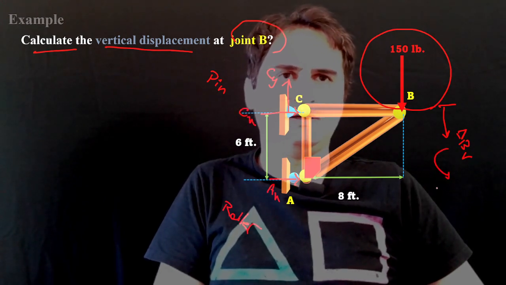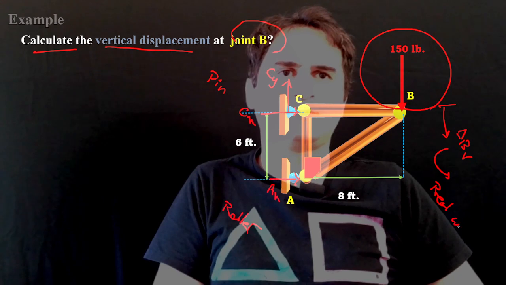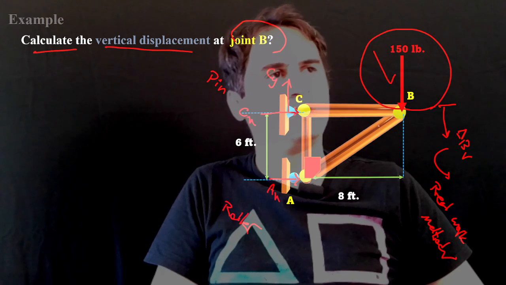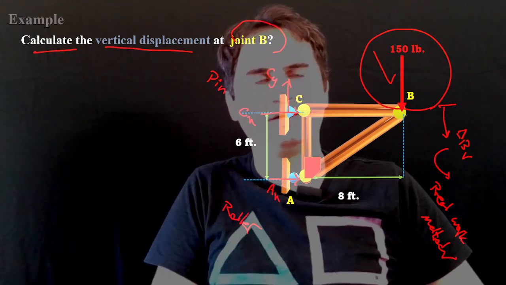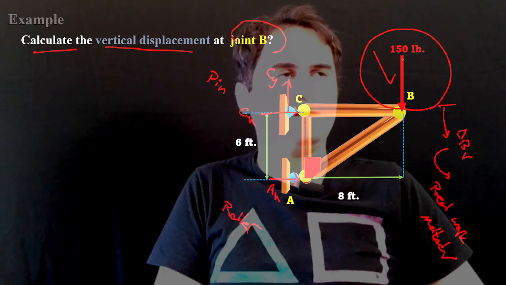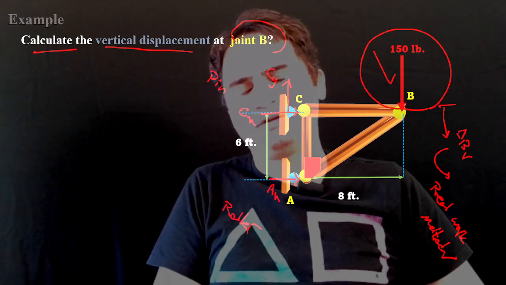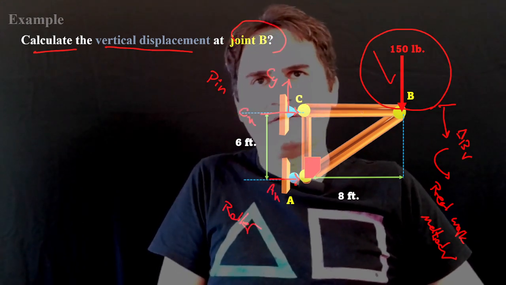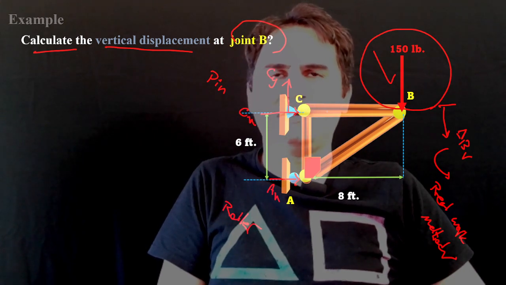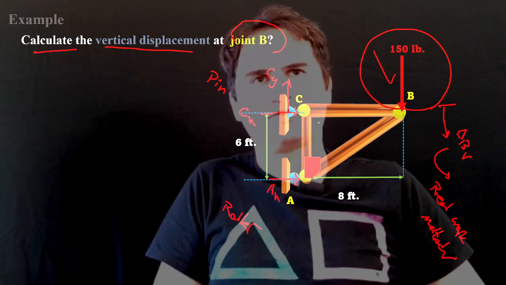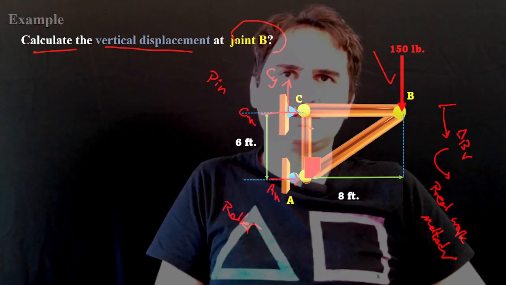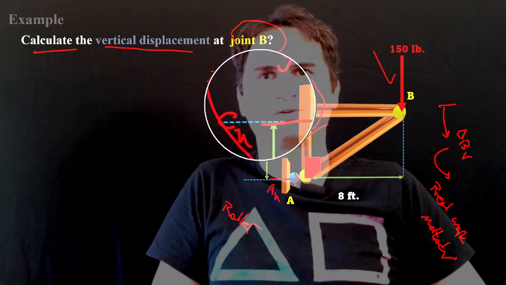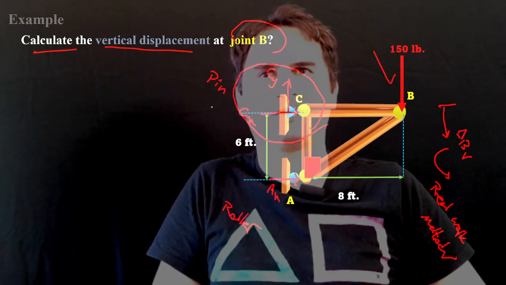You can apply the real work method, and you have only one force on the entire structure, and you want to calculate the displacement in the direction of your load. If we want to take a moment about any arbitrary point on this structure, the best location to start is C, because by choosing C we are eliminating two forces. So Cx and Cy are eliminated because of the pin.